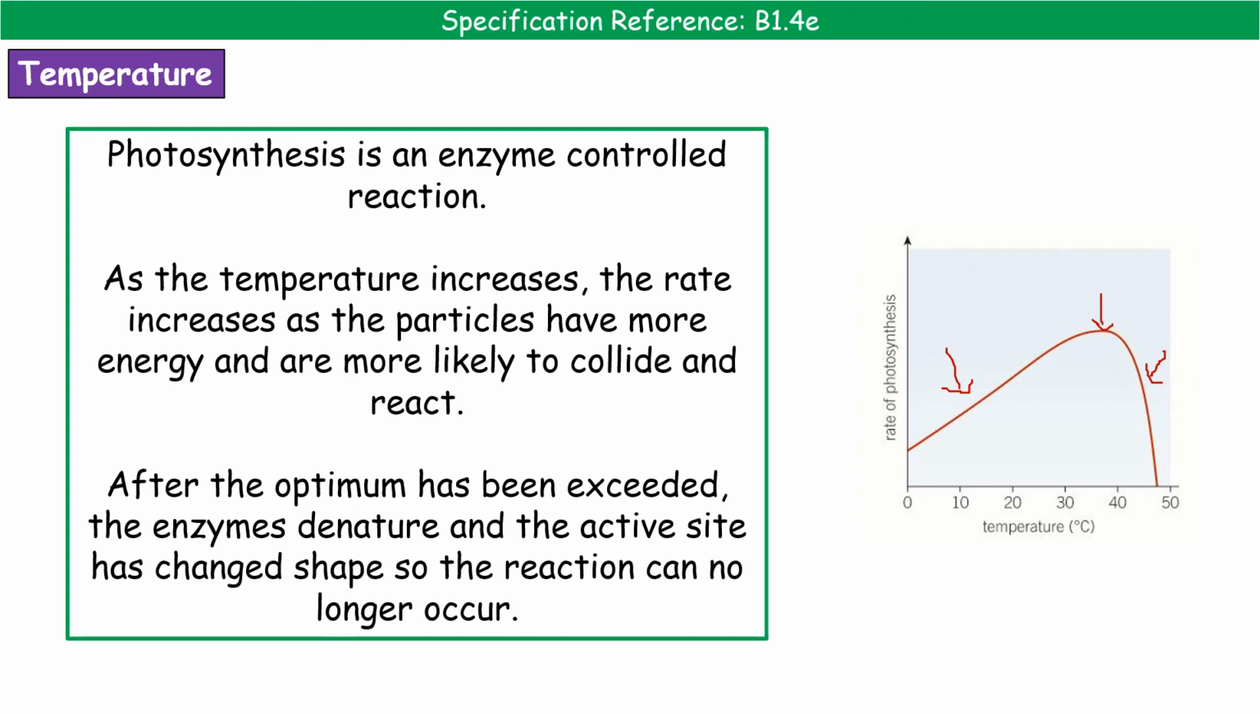Increasing temperature initially leads to an increase in the rate of photosynthesis because the particles are more likely to collide because they're moving faster. We have our optimum where it's working at its fastest rate. And then as we go beyond the optimum, to those higher temperatures, the enzymes denature and therefore we get a steep drop off.